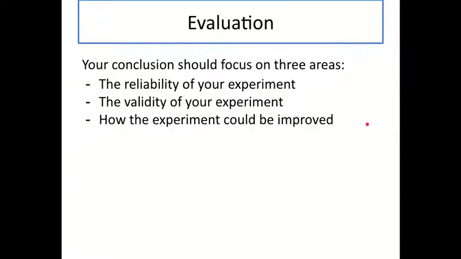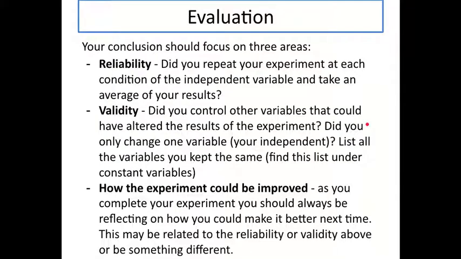So now what we're going to do is we're going to move on and look at the final section of the report, which is the evaluation. The evaluation should normally focus on 3 areas: the reliability of the experiment, the validity of the experiment, and the ways the experiment could be improved. For reliability, you should always ask yourself these questions. Did you repeat your experiment at each condition of the independent variable? So in our case, did we repeat it at each temperature? And did we take an average?